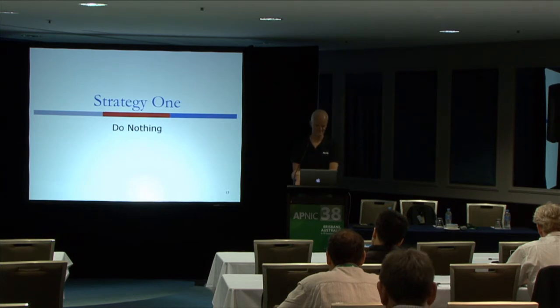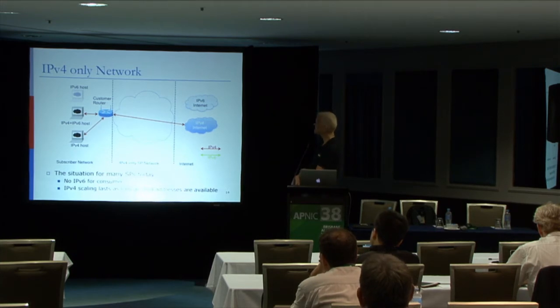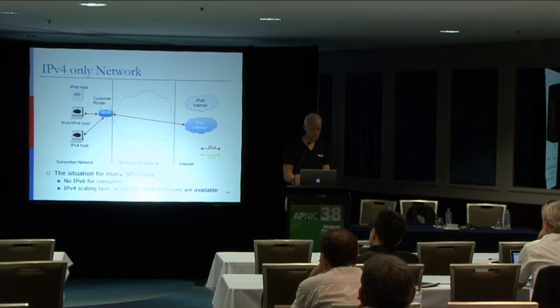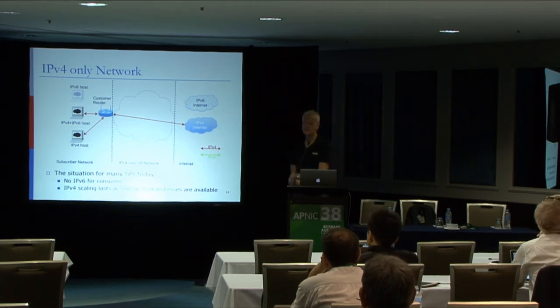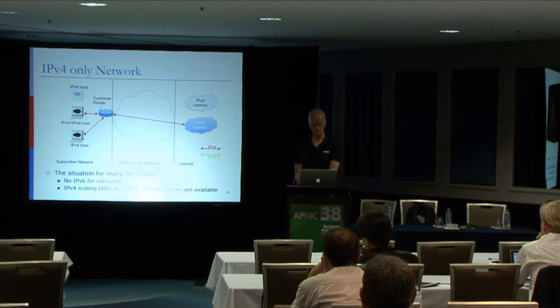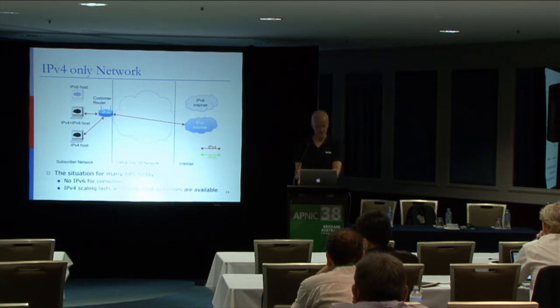But all right, so strategy 1, doing nothing at all. So nothing at all is this. A V4 host sees the V4 internet. A DualStack host sees the V4 internet. A V6-only host sees nothing at all. And that's the situation we have today, pretty much everywhere. Well, not probably everywhere, but for many ISPs. There's no V6 for the consumer. V4 scaling lasts as long as V4 addresses are available. When V4 addresses are not available, then we have to figure out what to do next.